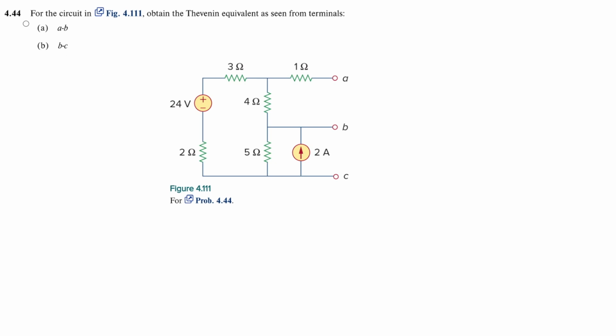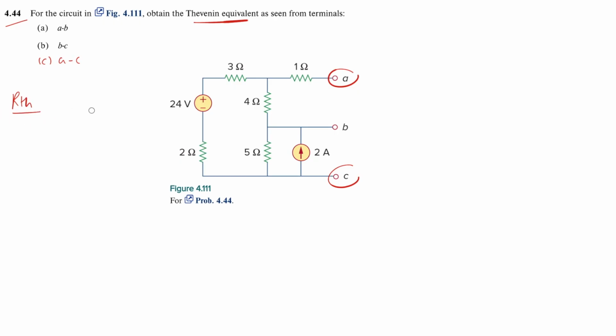Hello. In this video, I'm gonna solve 444, but for a different requirement, which is AC. So, what are we gonna find? We're gonna find the Thevenin equivalent from terminals AC. So, this is your A and this is your C. How would you start? You start with RThevenin.